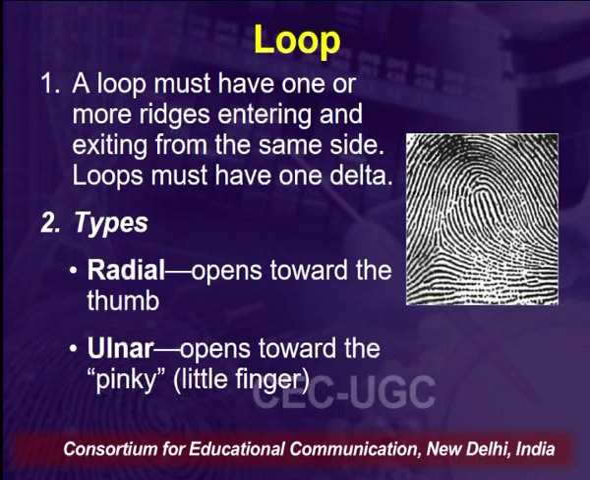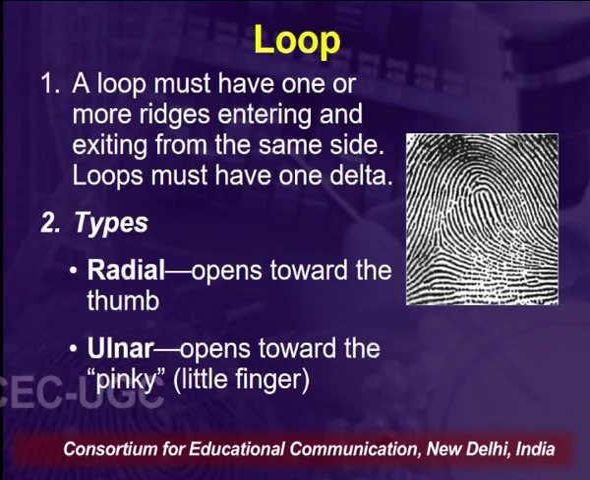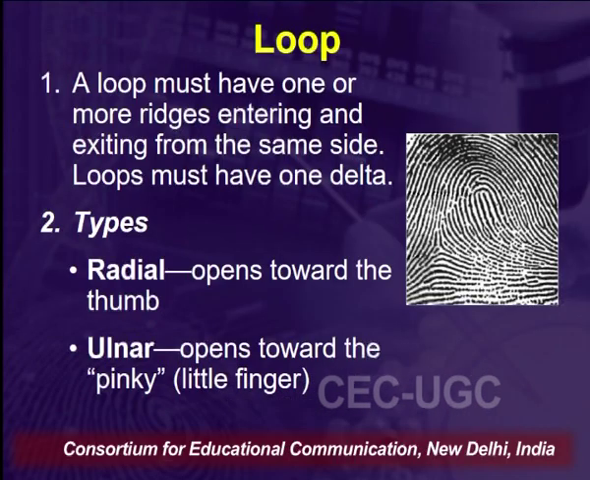Then the pattern which is most common in the population of the world is the loop pattern. A loop must have one or more ridges entering and exiting from the same side. As we have seen in the arches, they enter from one side and exit from the other side. But when we talk about the loop, the ridges enter from one side, turn around and come back from the same side. Those patterns are known as loops.